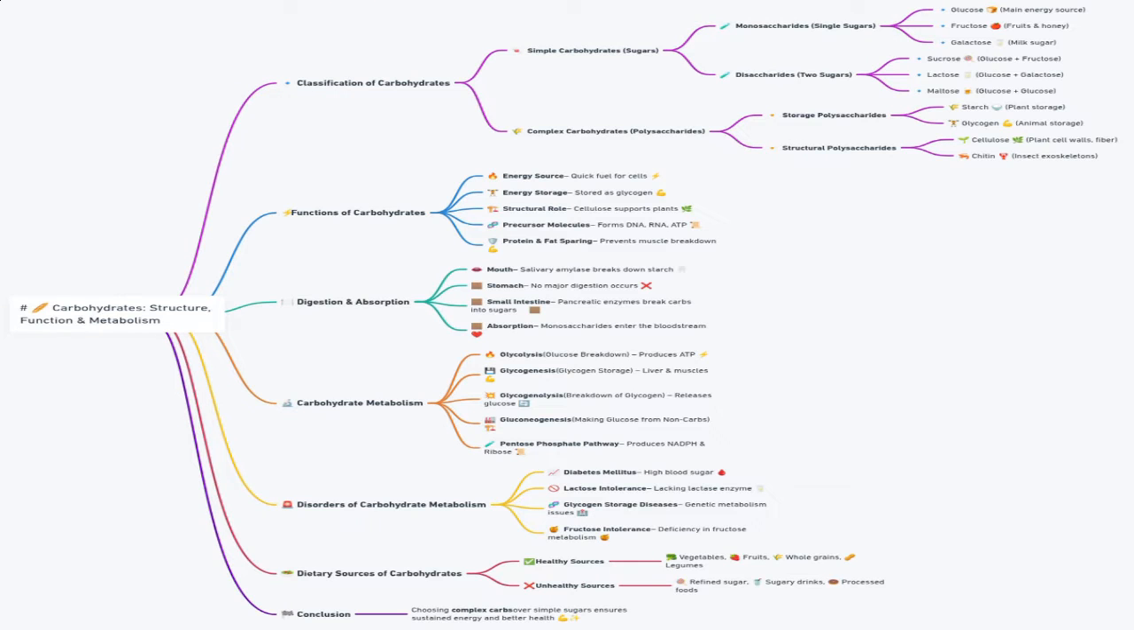With the mind maps on carbohydrates, we'll try and brainstorm and remember everything we know about it. So monosaccharides, oligosaccharides, and polysaccharides.